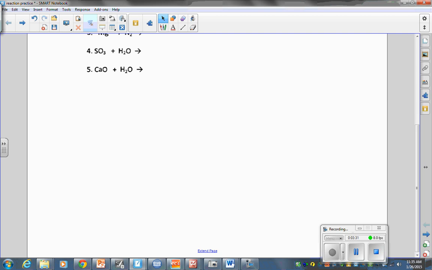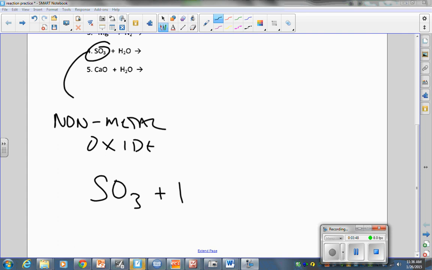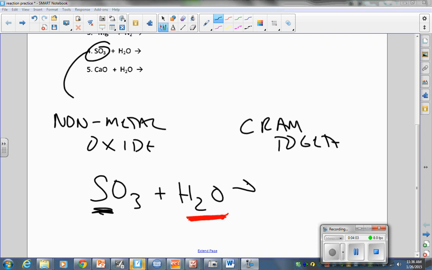Second type is when I take a non-metal oxide. Okay, so the next one is a non-metal oxide. Well, what does a non-metal oxide look like? It looks like that right there. I have SO3 plus water. How do I know this is a synthesis reaction? Right there, I have water. But in this case, I have a non-metal. So what I call this one is a cram together reaction. Cram together, because what you're basically going to do is cram all the elements together.